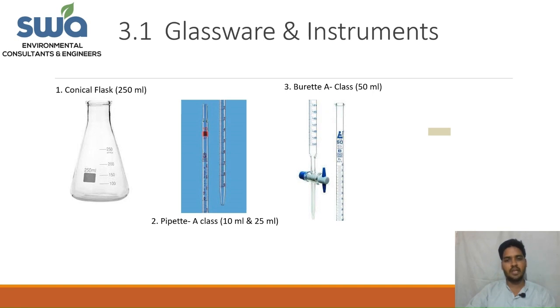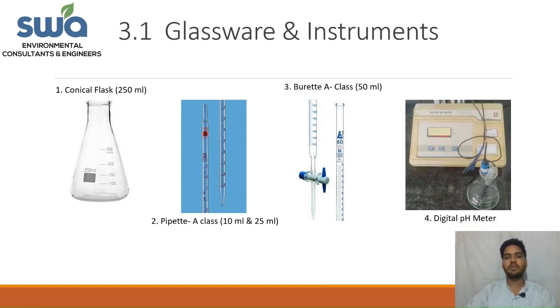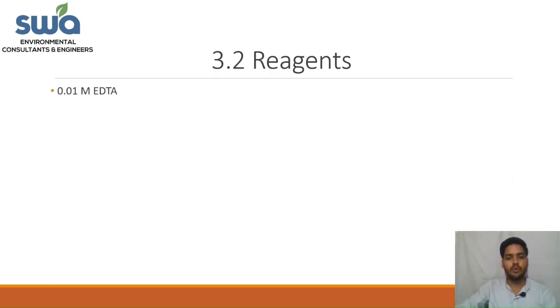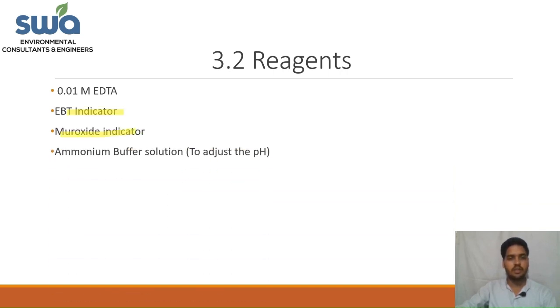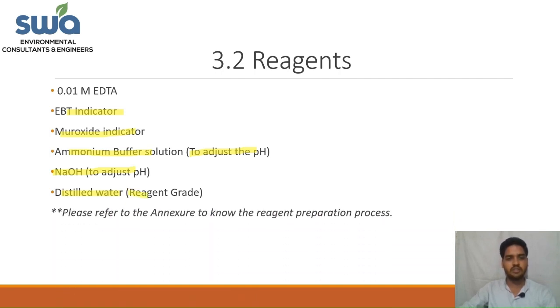Then a burette (A class) and a digital pH meter for measuring the pH for total hardness. In reagents, we will require 0.01 molar EDTA. Then we will require EBT indicator for total hardness, Murexide indicator for calcium hardness, ammonium buffer solution to adjust the pH in total hardness measurement, NaOH to adjust the pH in calcium hardness measurement, and distilled water for dilution and preparing the reagents. For the procedure of preparing reagents, you can refer to the annexure given in the description.